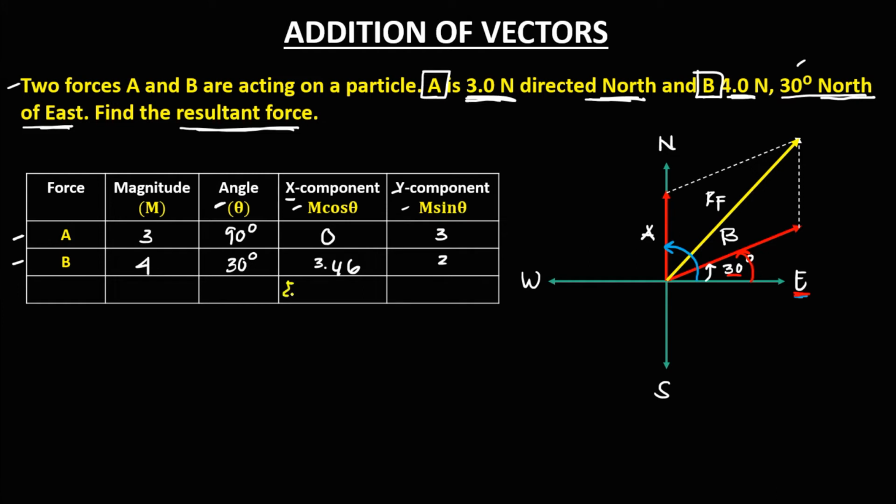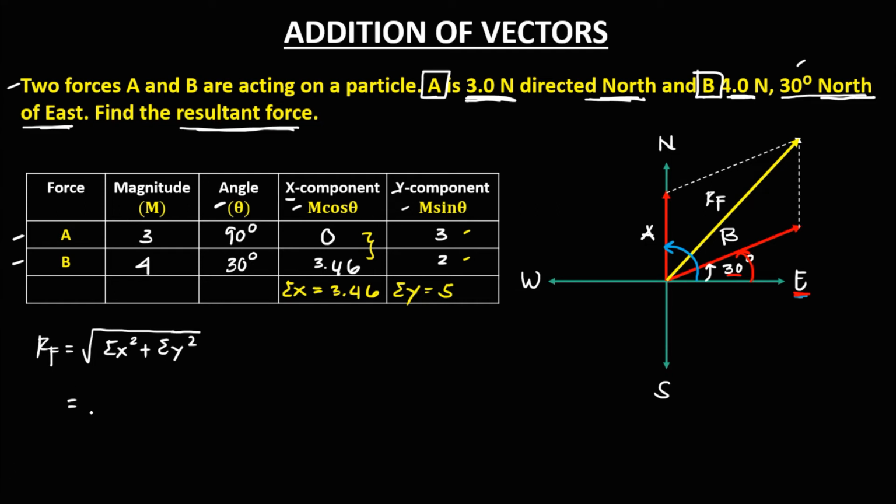Then we need to find the summation of x and the summation of y. To find the summation of x, we just need to add all these numbers. So 0 plus 3.46 is 3.46. And for y, that's 3 plus 2, that's 5. So we have now the x component and the y component. This time we can find the resultant force, which is equal to the square root of the summation of x squared plus the summation of y squared.